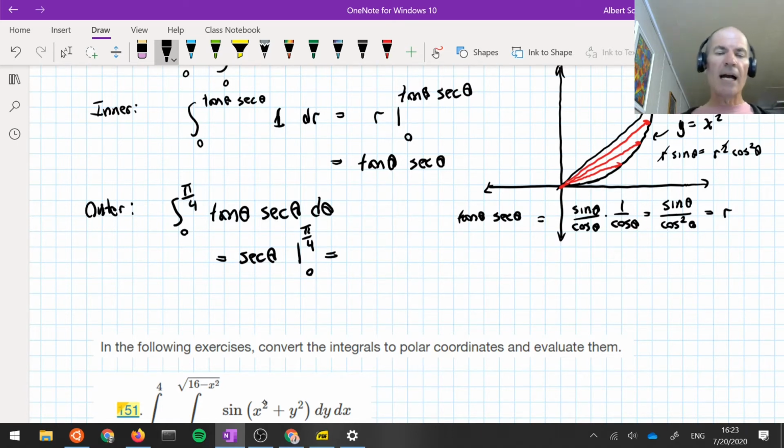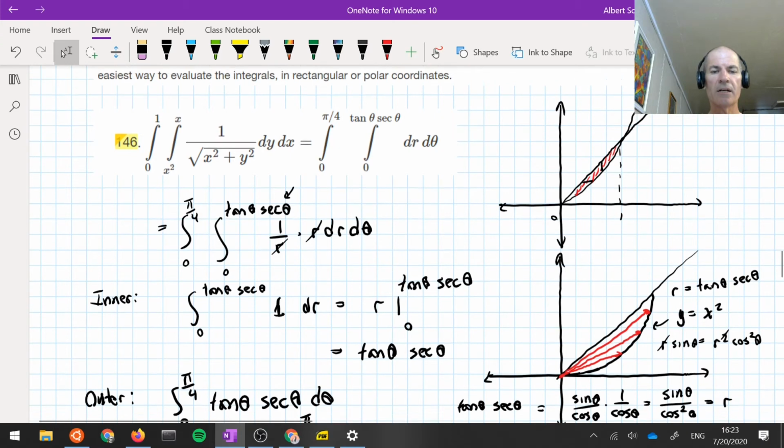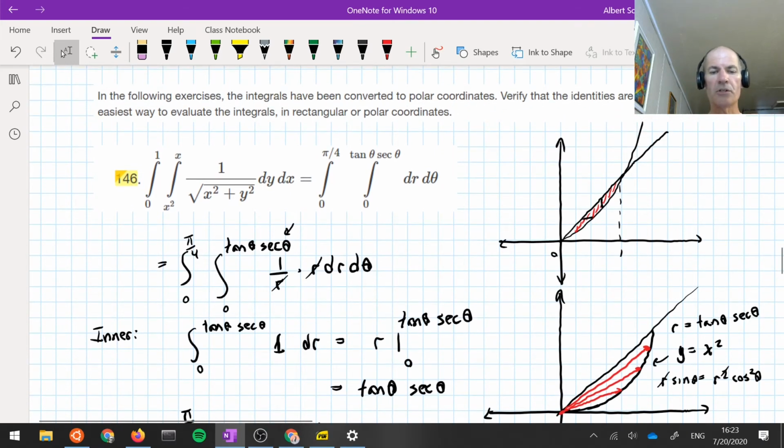If I plug in pi over 4, 1 over the cosine of pi over 4 is 1 over root 2 over 2, or 2 over root 2. If I plug in 0, 1 over the cosine of 0 is 1, and that's the outer integral, and in fact, the whole integral. Now, the last part of this question is which integral would I rather do? So I've established, I converted it, and then I did the polar integral, and I'm asked which one would I rather do?